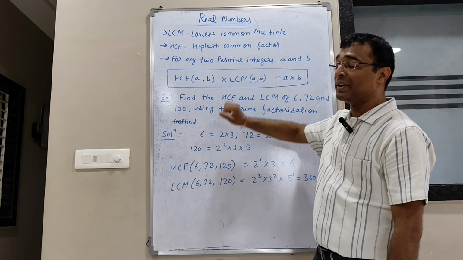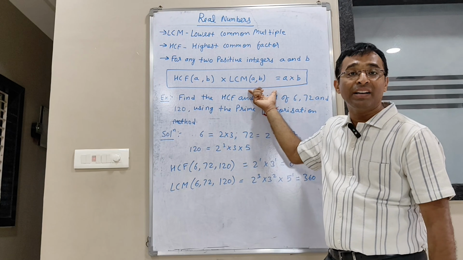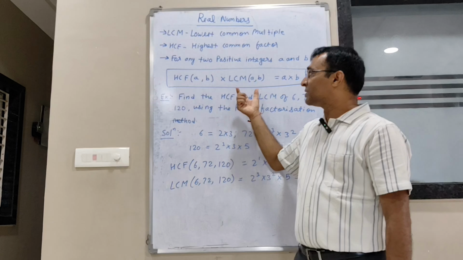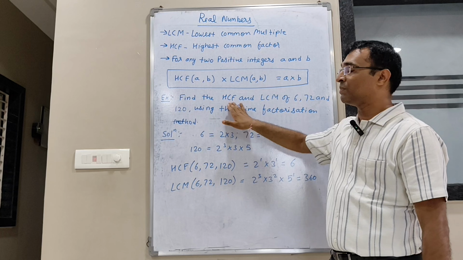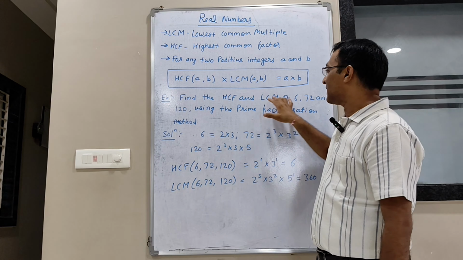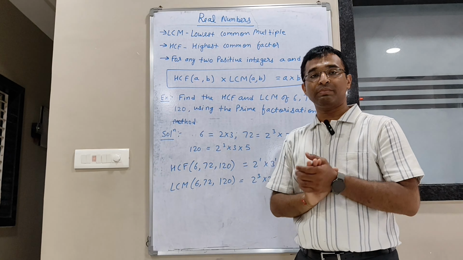Next important point in this chapter is that for any two positive integers a and b, the HCF of the numbers multiplied by the LCM of the numbers gives the product of the two numbers, which is specified by this relation. To understand more about HCF and LCM in this chapter, we are going to concentrate on a problem. The problem statement is: find the HCF and LCM of 672 and 120 using the prime factorization method.